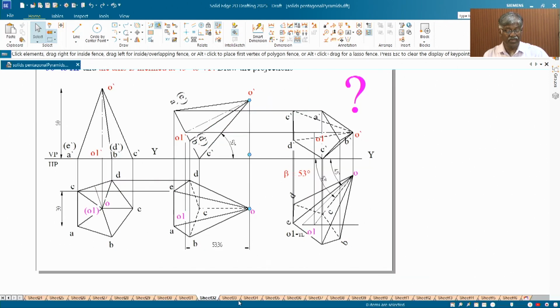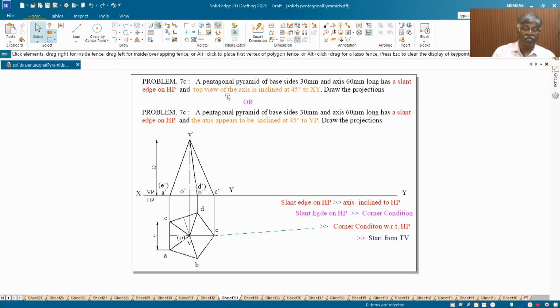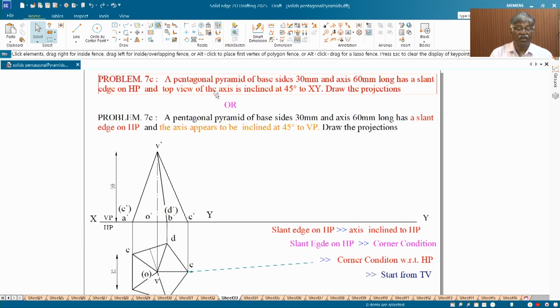Now, the next item is slant edge on HP. Okay, let us take one problem. See, the pentagonal pyramid of base side has a slant edge on HP. The top view of the axis is inclined at 45 degrees. This is as good as giving beta. The axis appears to be inclined at some degree. It's also the top view of the axis inclined at some degree to XY. Now, the same thing I have given, in the other version, appears to be inclined at.